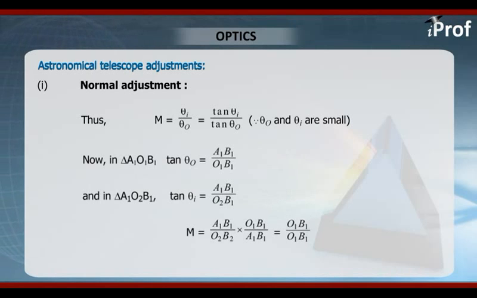B1 and A2 B1. So we get the final expression of capital M as A1 B1 divided by O2 B2 into O1 B1 divided by A1 B1, and this works out to be O1 B1 divided by O2 B2.